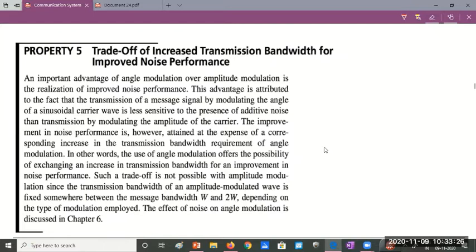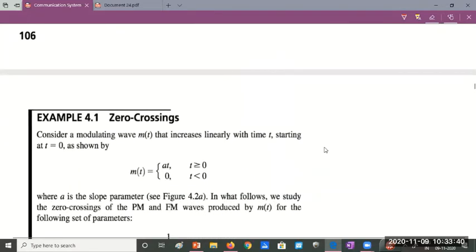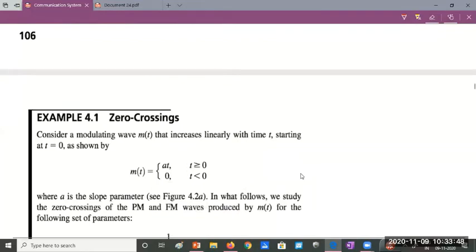Naturally, increasing bandwidth is difficult. We all have limited bandwidth and we try to use that. So increasing bandwidth will give you better performance in the presence of noise. So this is called the trade-off. Okay, these are the 5 main properties of angle modulated signals which you have to remember.